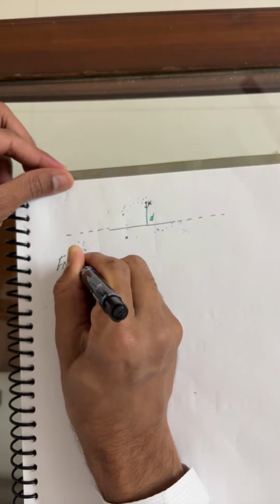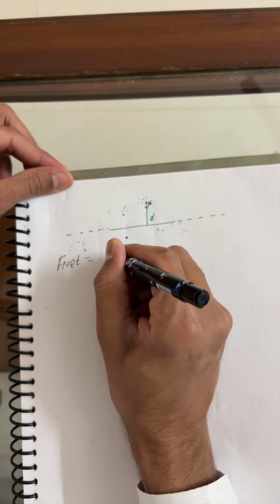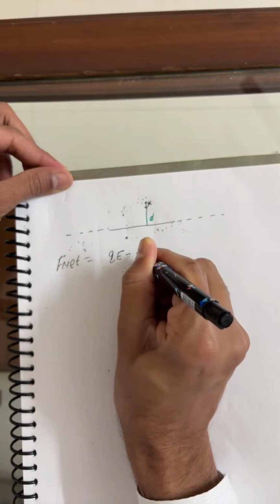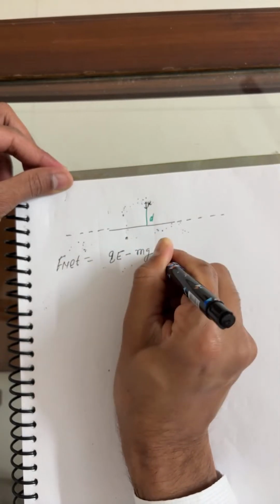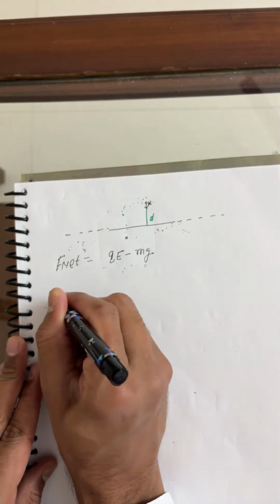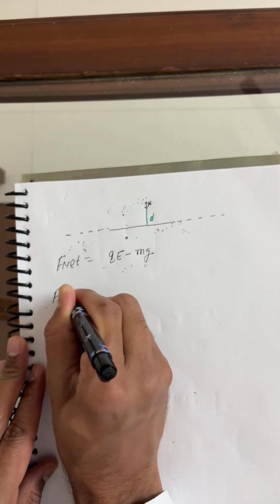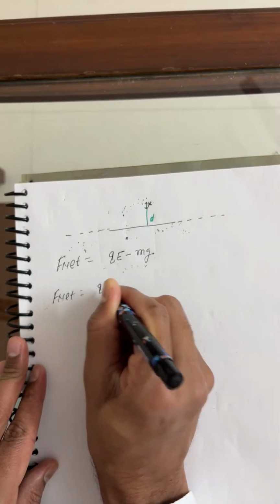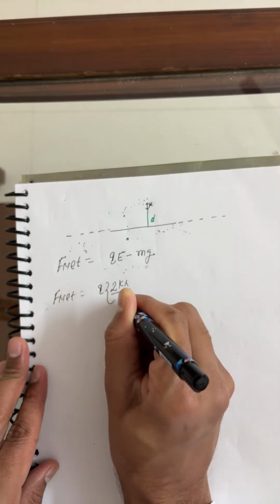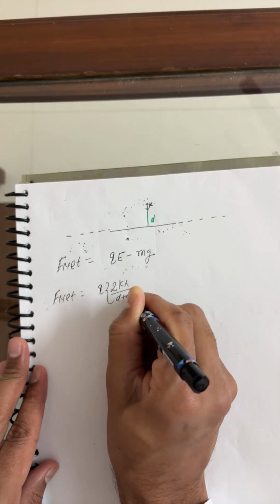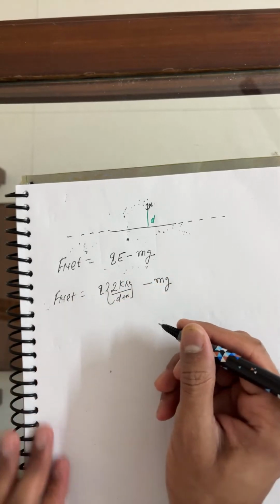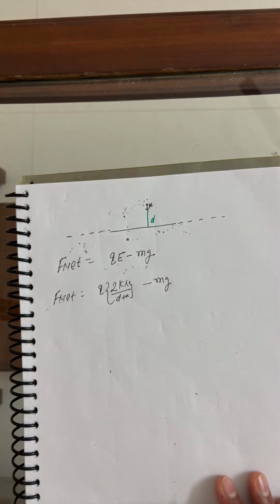Because for SHM we have to prove F equals minus kx. So F net I can write as QE minus mg. E has changed, Q remains the same. What is it here? 2kλ/(d + x), minus mg.